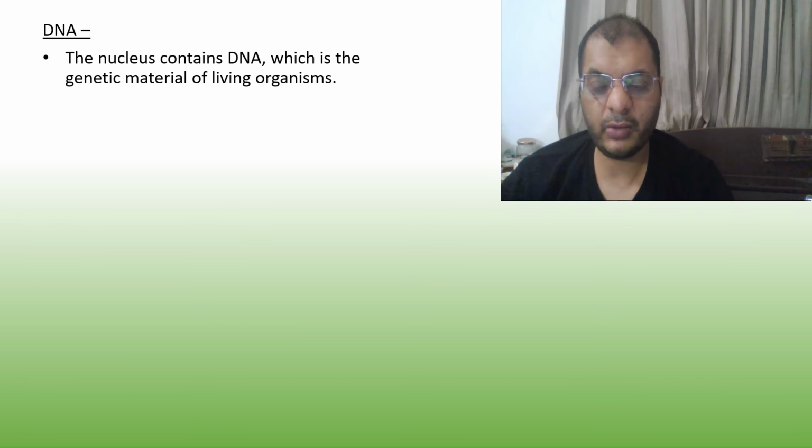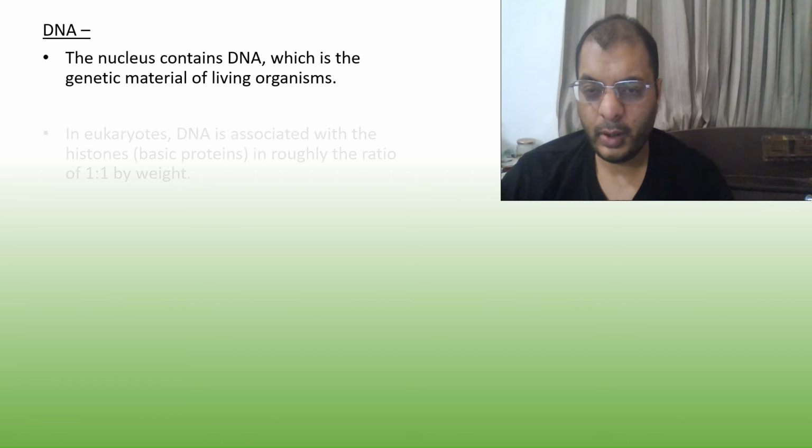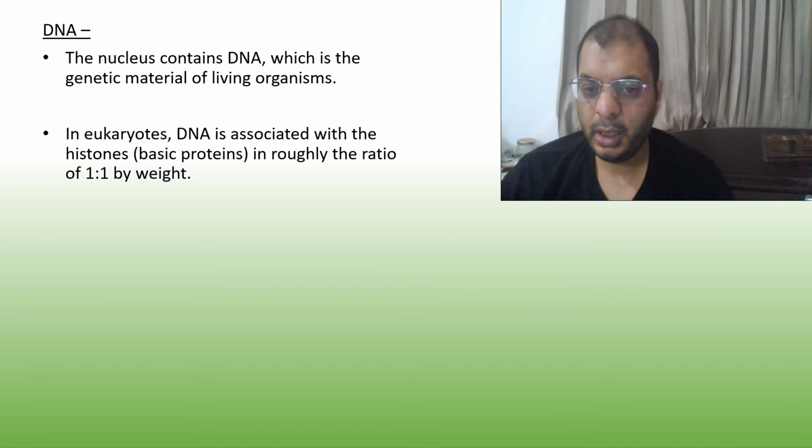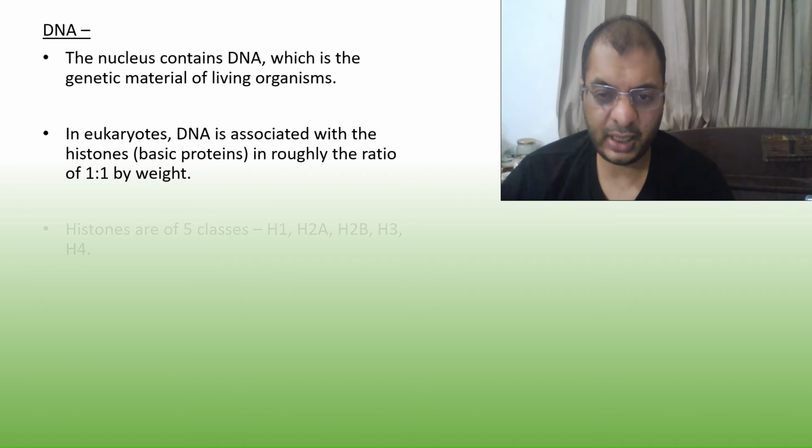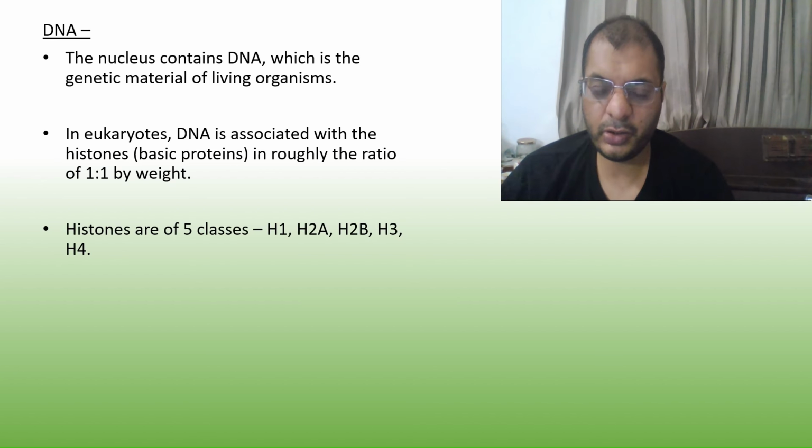Now let's move on to DNA, which is the genetic material of living organisms and is found inside the nucleus. In eukaryotes in particular, the DNA does not lie freely. It is bound to histones, which are basic proteins, and the ratio of the DNA to histones is roughly 1:1 by weight. A little bit more about the histones. These are of 5 classes: H1, H2A, H2B, H3 and H4.